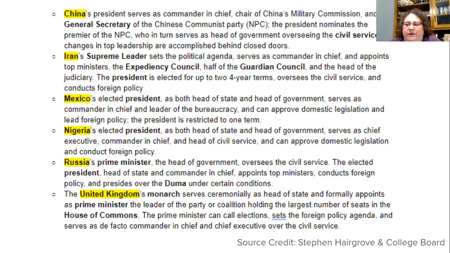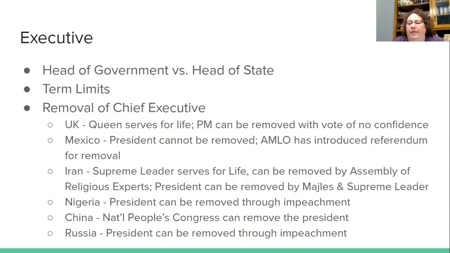In Mexico, there is a president who, of course, is both head of state and head of government, and serves the Sexenio, a 6-year term that is not re-electable. Nigeria has, again, a president who serves as both head of state and head of government. And Russia has a prime minister and a president. The president is elected directly by the people, and the president appoints the prime minister. And then the UK has the Queen and then the Prime Minister. So that kind of hits all of our heads of government and heads of state.